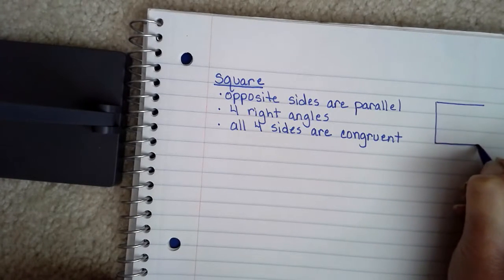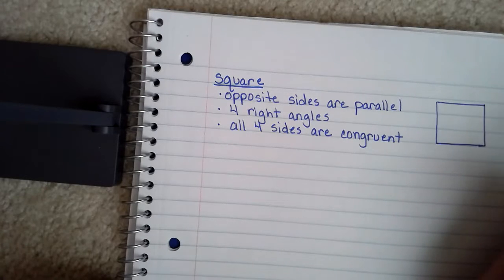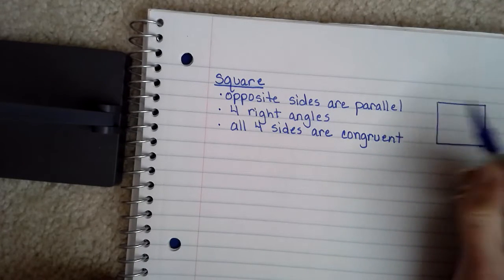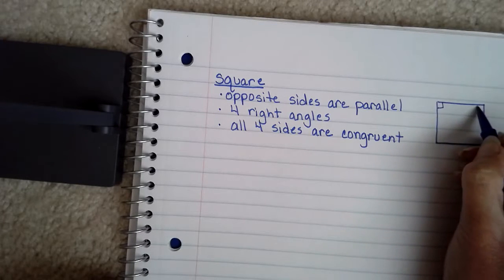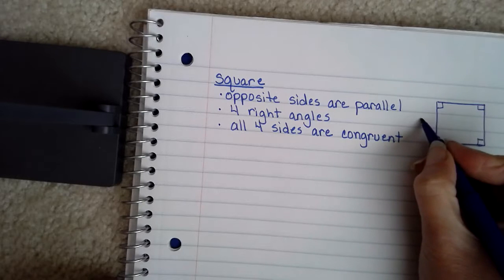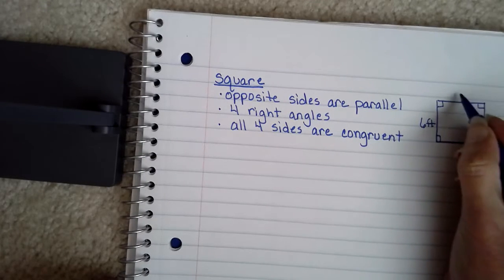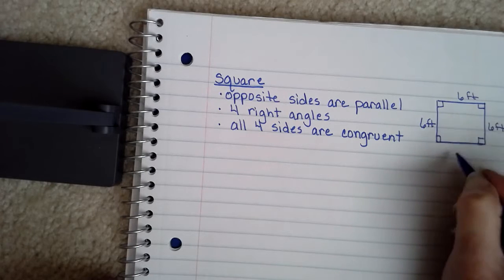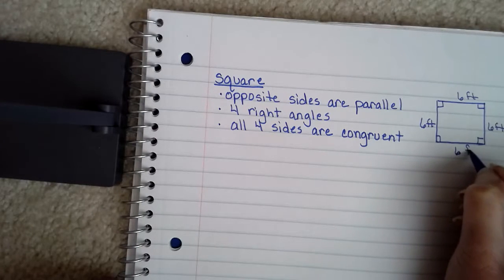if I draw a square, and we'll just pretend I'm drawing a really decent square. So opposite sides are parallel. It has four right angles. And all sides are congruent. So if this is 6 feet, then this also has to be 6 feet. This has to be 6 feet. And this has to be 6 feet.